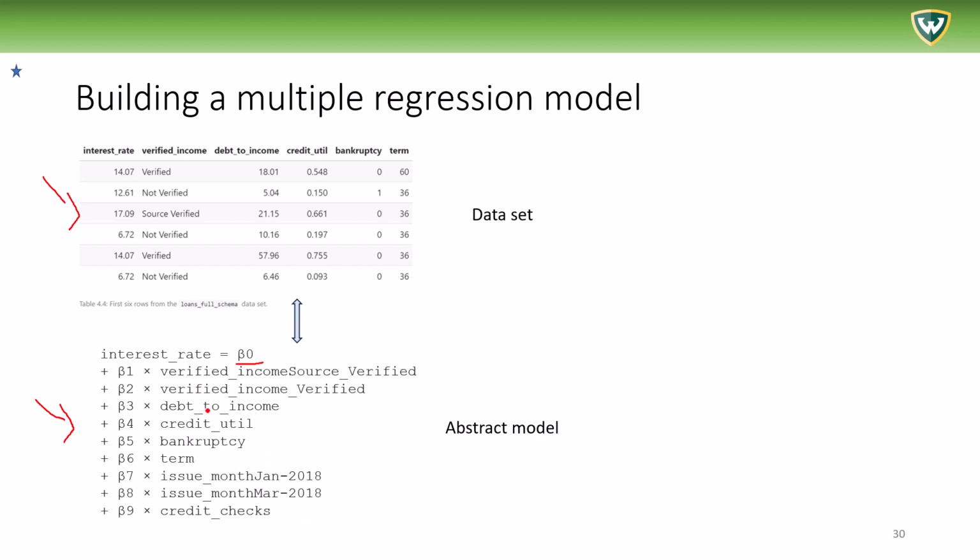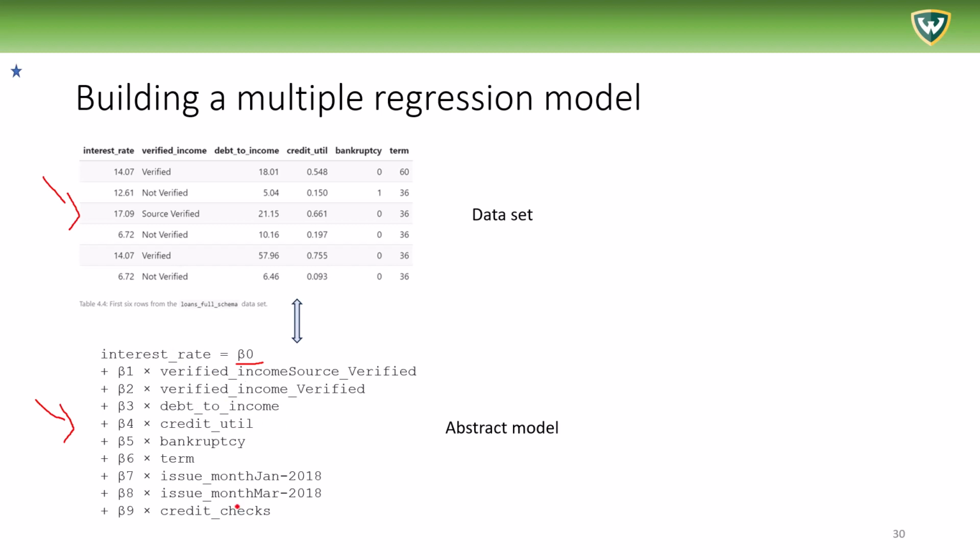So why am I listing all of these? All of these are listed because they are potential predictors of interest rate. There's a theory to suggest that bankruptcy can impact the interest rate. The term of the loan can impact interest rate. The debt to income ratio can impact interest rate. The credit utilization level can impact interest rate.